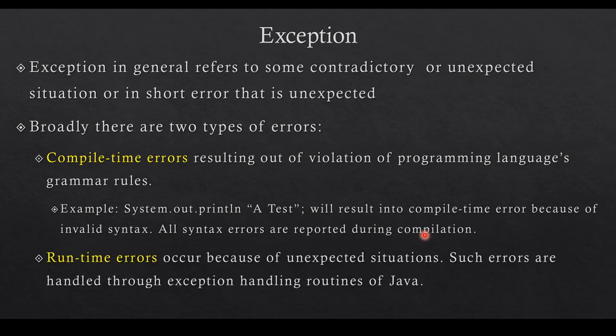The second type is runtime errors. They occur because of unexpected situations. Such errors are handled through the exception handling routine of Java. Here you can see there are some unexpected situations after executing the program. It will compile the program successfully, but after executing it, there may be some unexpected situation where the program stops executing. Such types of errors are called exceptions, and they can be handled using exception handling routines.